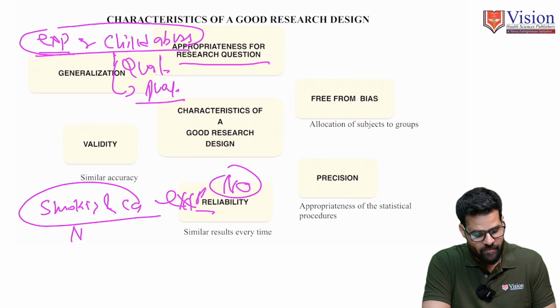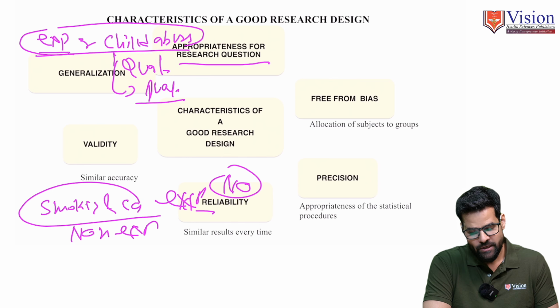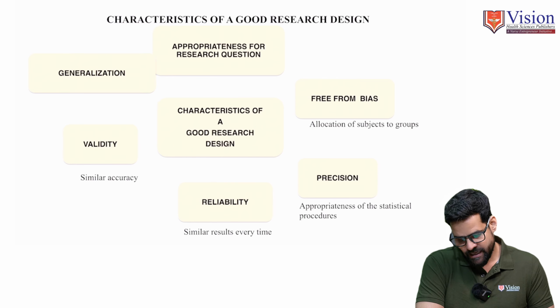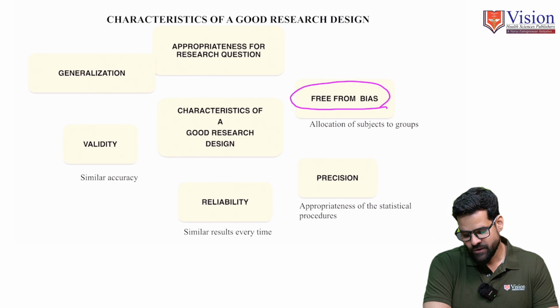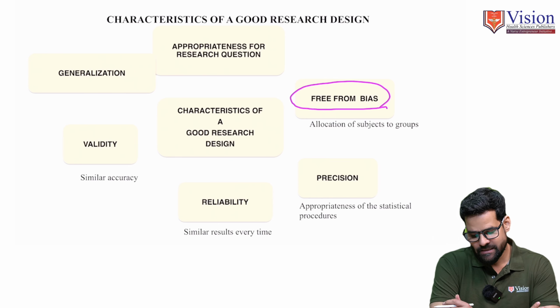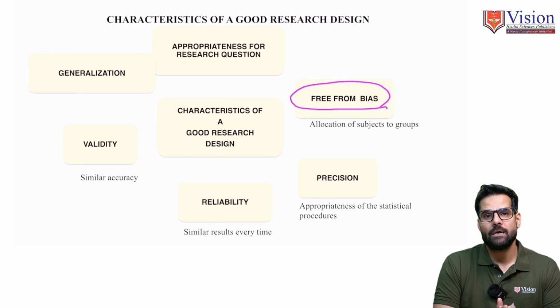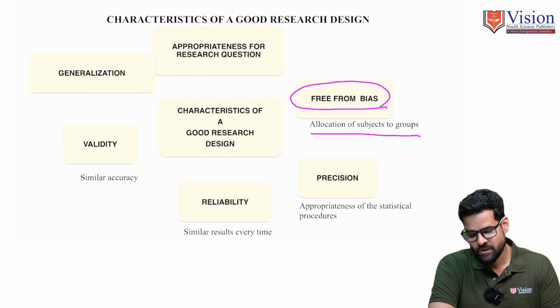We can do the non-experimental. Okay, so please understand that appropriateness of the research question. Second point is free from bias. Whenever you select a research design, it should be free from bias. Especially it is applicable for quantitative research, especially experimental, like allocation of the subjects to the groups.